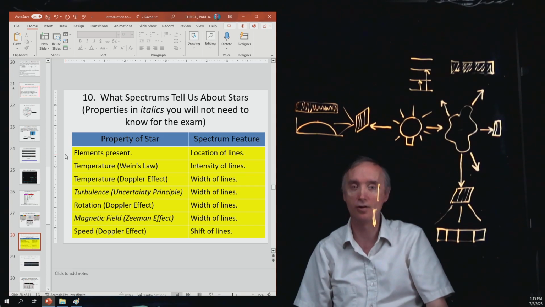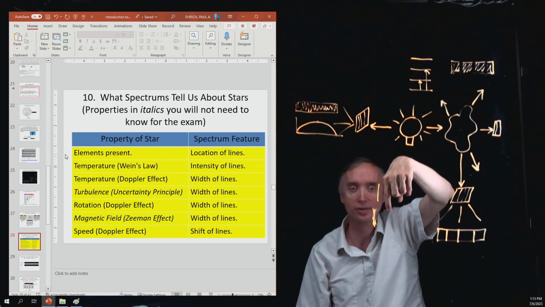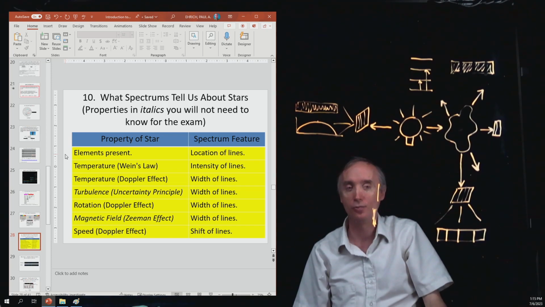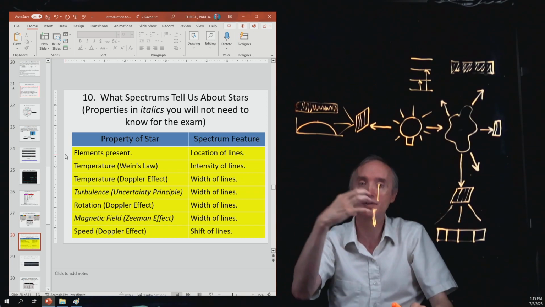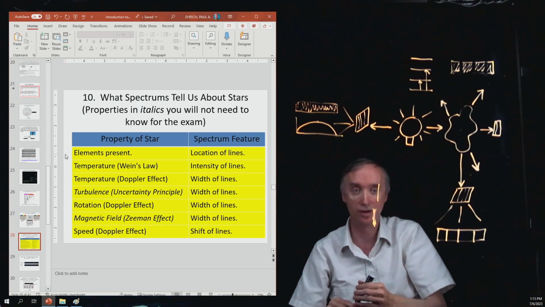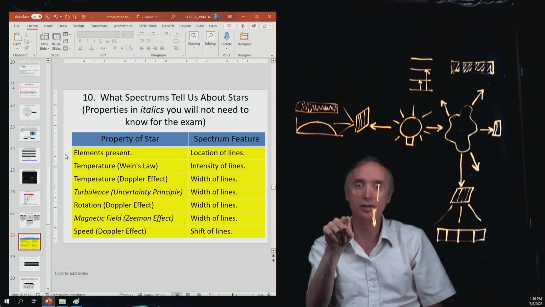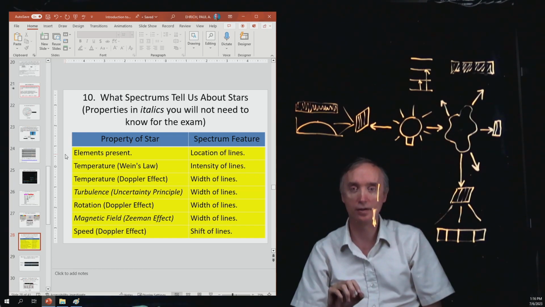Turbulence, we can also tell from the width of the lines. How fast is the star rotating? We can determine that from the width of the lines. We can determine whether the star has a magnetic field based on the width of the lines. And then we can determine, is the star moving towards us or away from us based on the shift of the lines.